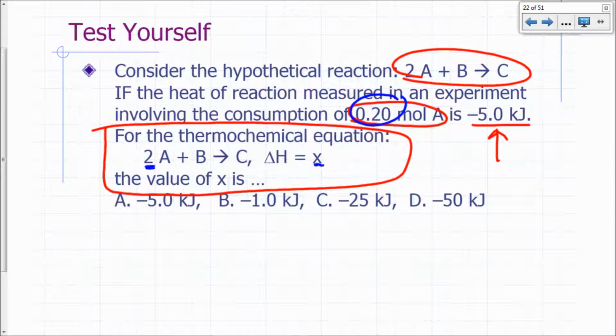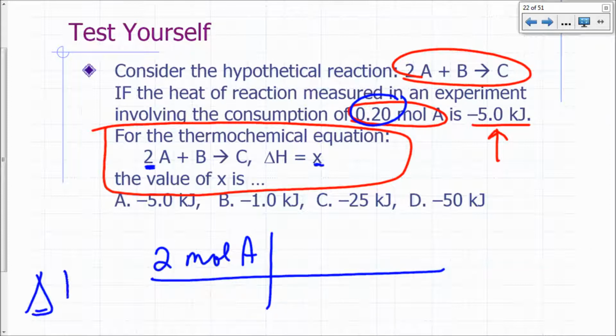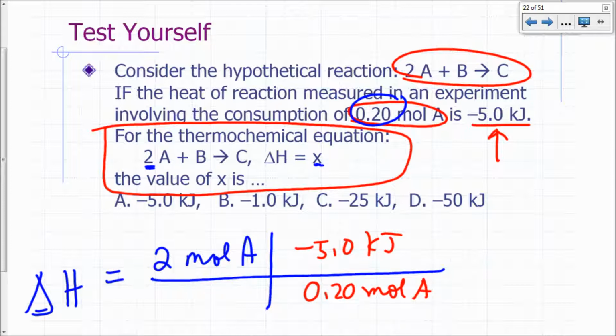So what do you do? You just say, okay, if I want delta H for 2 moles of A, then what's the ratio? It's negative 5.0 kilojoules for 0.2 moles of A. Right? So that cancels out moles of A, which would be negative 50 kilojoules.